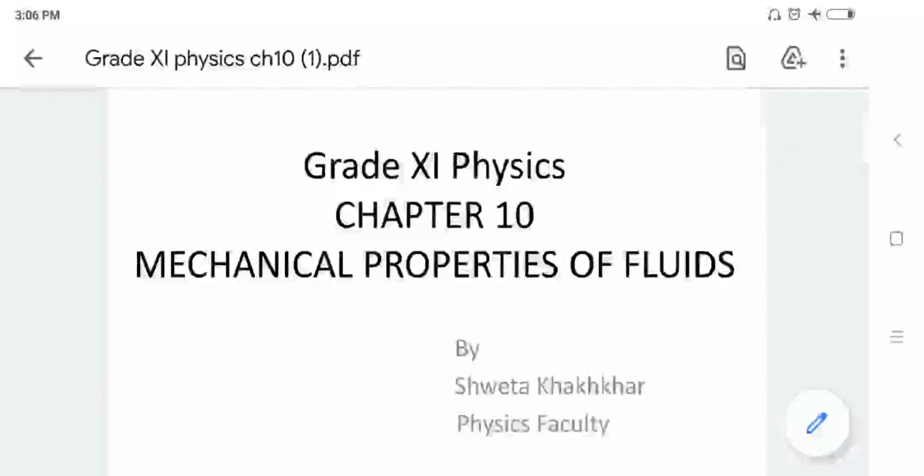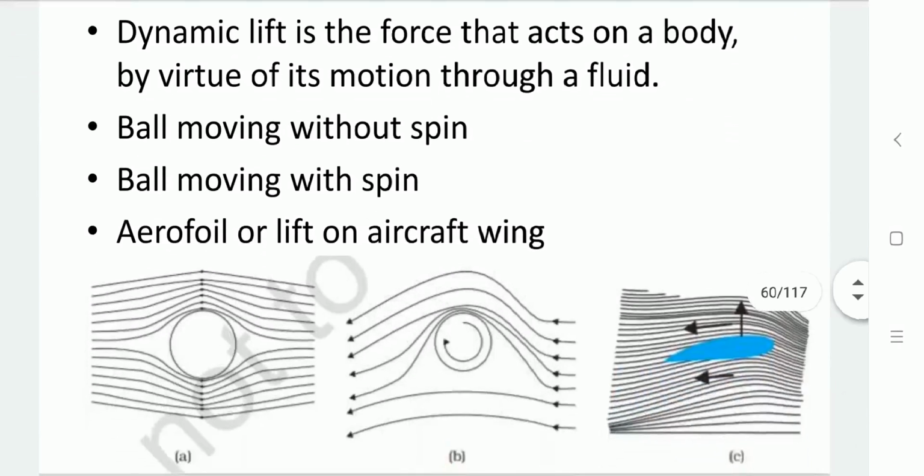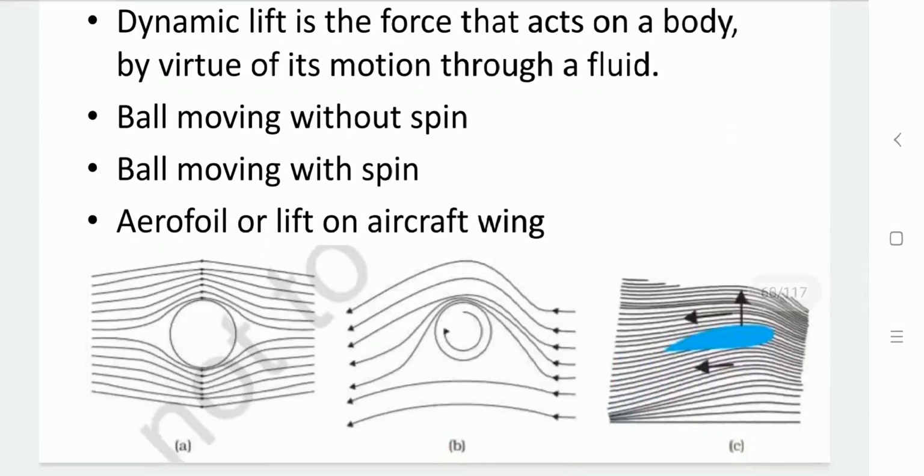Hello students, let us start our new session of chapter 10, Mechanical Properties of Fluids. Let us understand dynamic lift, which is a force that acts on a body due to the motion of fluid. Here three cases are defined: ball moving without spin, ball moving with spin, and aerofoil or lift on an aircraft wing.